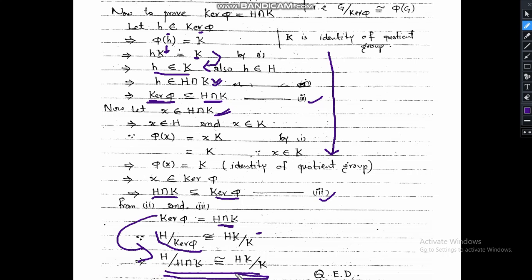I hope you could understand the second isomorphism theorem, and in the next lecture we will discuss the third isomorphism theorem, which will be the last topic of our syllabus.